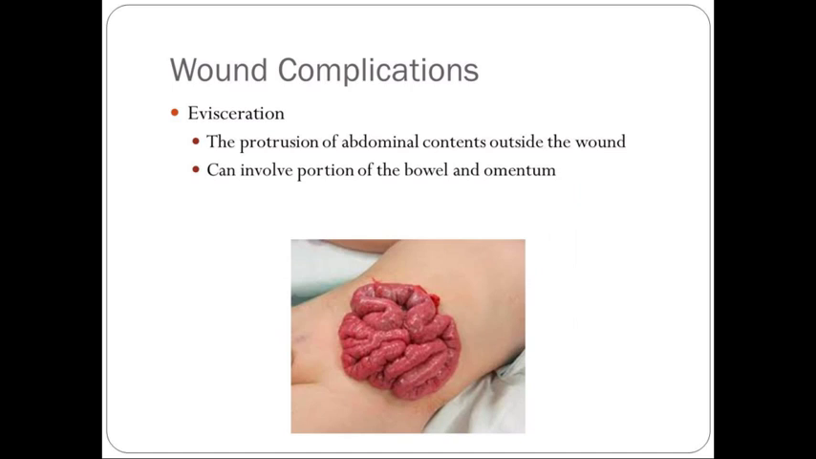Evisceration is when the abdominal contents that should be inside the body are now on the outside. It usually starts through a space where the incision was not closed tight enough. If this happens, immediate surgery is needed to put the contents back and keep the tissue hydrated so it does not dry out and die.